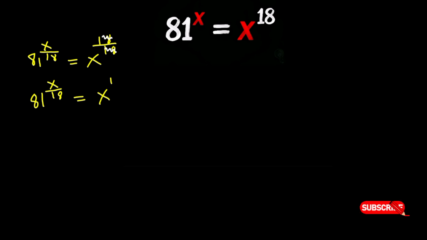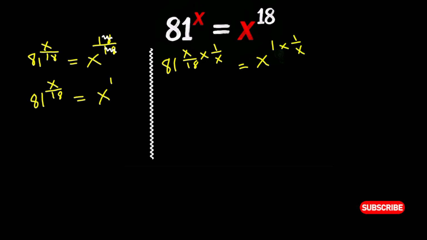And also we move further and do the exact same thing. We say 81 to the power of x over 18, then multiply the power by 1 over x, and this equals x to the power of 1 times 1 over x. And then we know that x cancels x, and then we'll be left with 81 all to the power of 1 over 18, and this equals x to the power of 1 all over x.